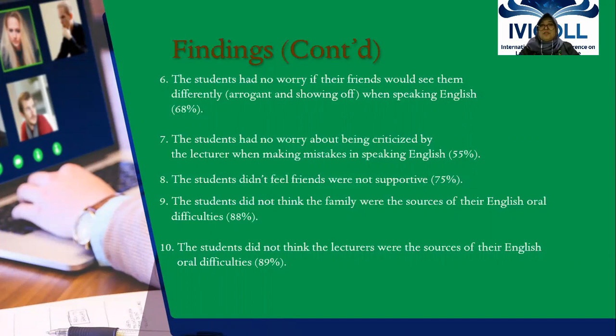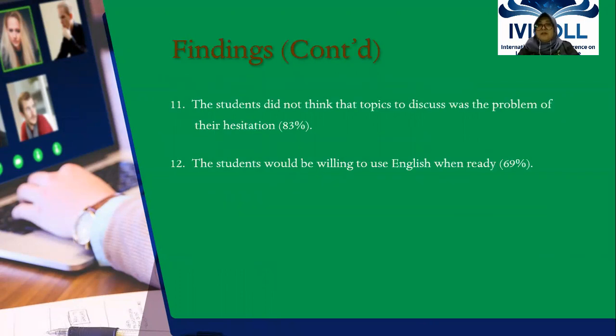I do not know why they thought like this. Maybe it was because their classmates were quite solid to each other. Then the students said the family were not the sources of their English oral difficulties. The students did not think either that the lecturers were the sources of their English oral difficulties. The students did not think that topics to discuss in speaking sessions had become the problems of their hesitations. Then the students thought that they would be willing to use English when they were ready to speak, when they thought that they were quite competent later in English.